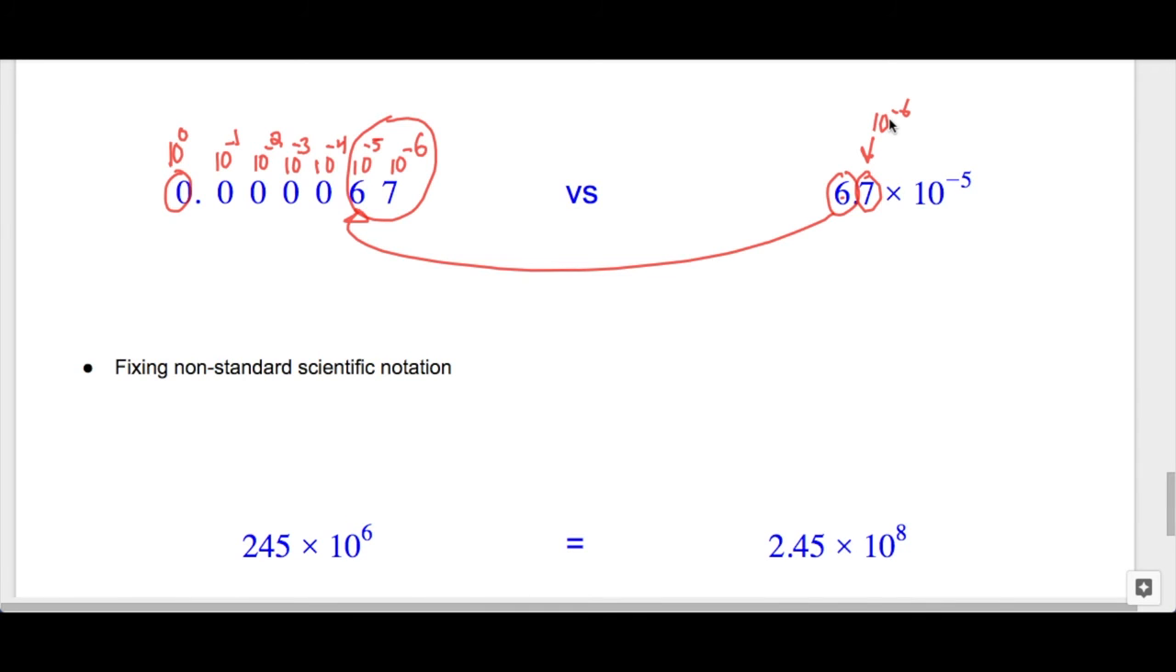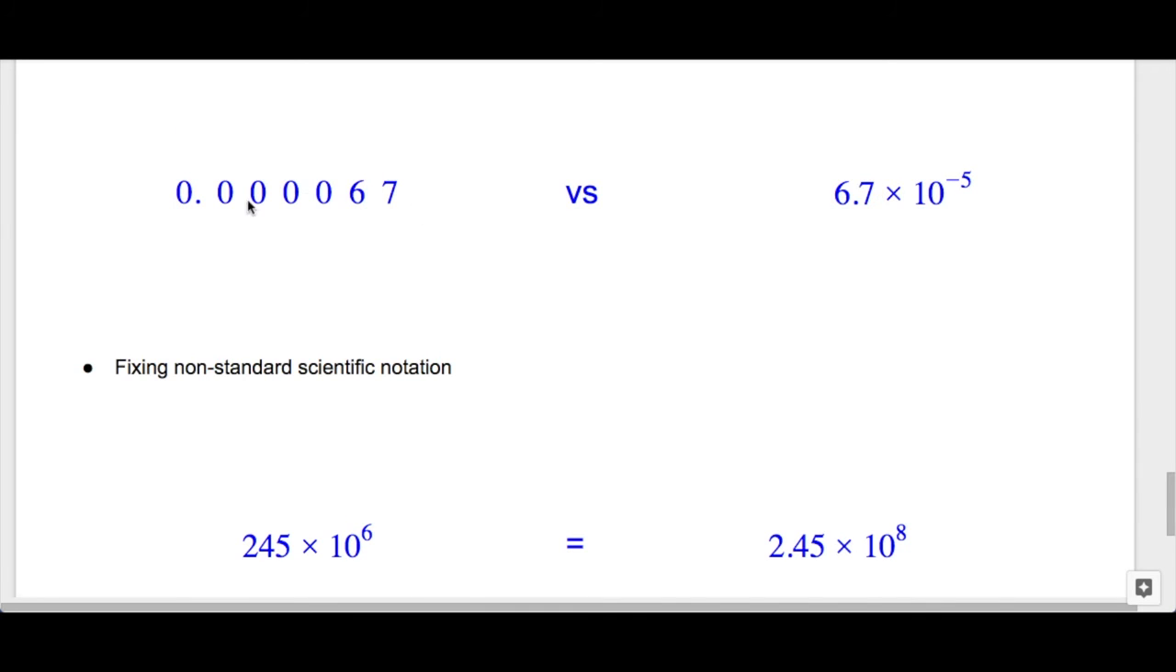All right, so let's recap that again. If we take a look here, this is 10 to the 0, 10 to the negative 1, 10 to the negative 2, 10 to the negative 3, 10 to the negative 4, 10 to the negative 5, and 10 to the negative 6. So when we look at it from a scientific notation perspective, that's 6.7. That 10 to the negative 5 refers to that 6, and the 7 here would have to be 10 to the negative 6.